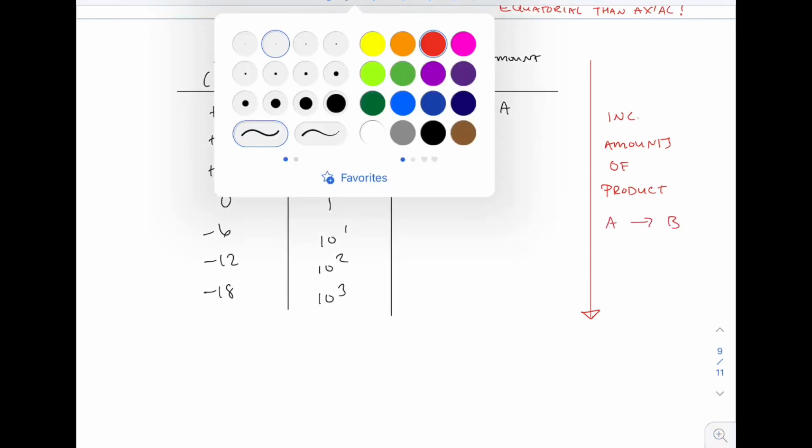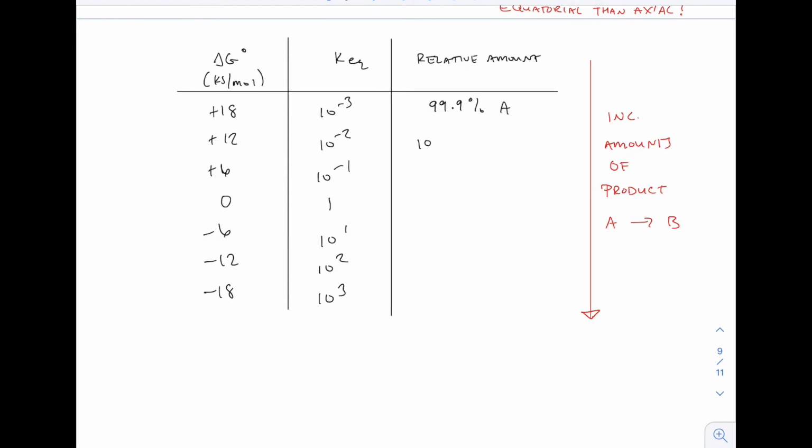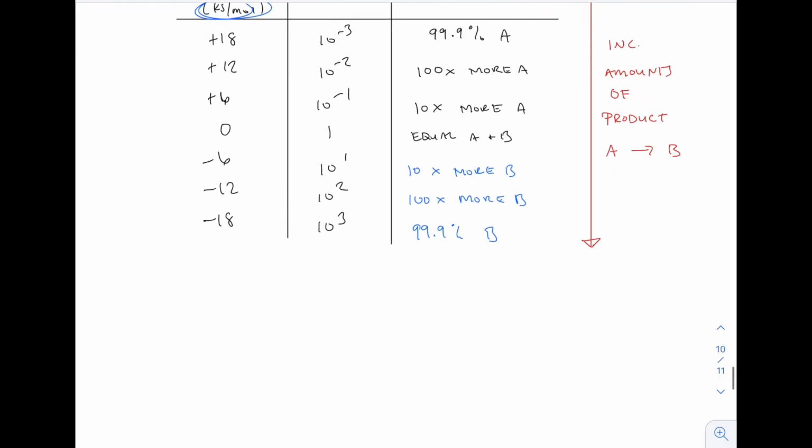So as we go down, we have an increasing amount of product going from A to B. If you have positive 18 kilojoules, that gives you 99.9% A. That's mostly A. And as you work your way down, you go 100, 10, or equal amounts. And then once you get into the negative values, you're starting to favor the products. So you get 10 times more B, 100 times more B, and then 99.9% B, so mostly B. And so that's delta G.